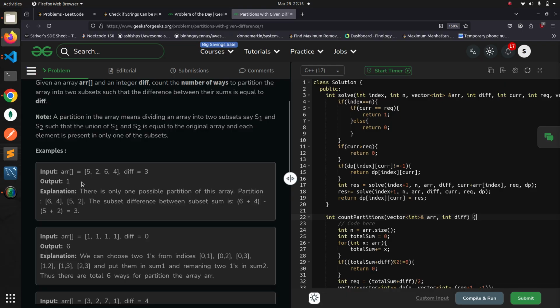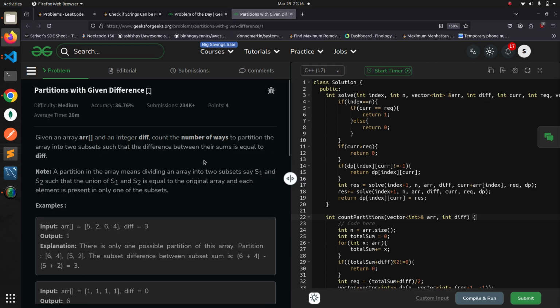Let's see this example. The array is 5, 2, 6, 4 and the difference is 3. There is only one way such that we can divide the array into two partitions and the difference between these partitions is 3. Let's say partition 1 is 6, 4, so the sum will be 10, and partition 2 will be 5, 2, and 5 plus 2 equals 7. 10 minus 7 equals 3. So this is the only way that we can partition this array into two subsets whose difference is equal to 3.